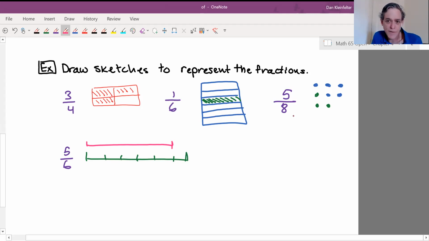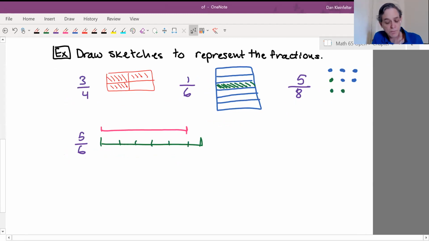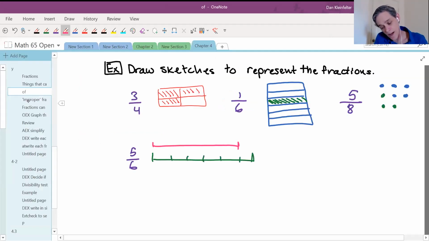Okay, in our third example for 5/8, I drew 8 dots. Out of the 8 dots, I made 5 of them blue. So there's 5/8 of the dots are blue. And then in the last one for 5/6, I made a line segment that is 6 units long, and I made another one that is 5 out of those 6 units long. So that represents 5/6.